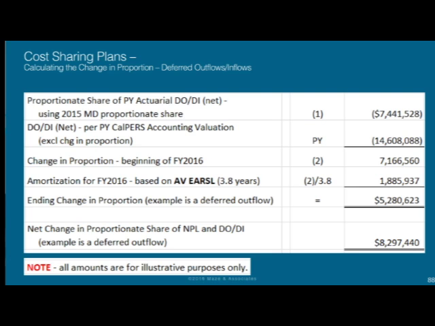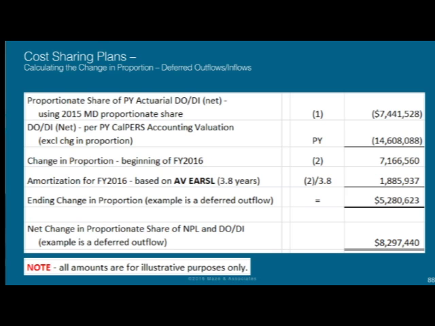Last year's general ledger had $14.6 million. Then you have the change, amortize it for 1 year. Notice it's always over that 3.8% because all the deferred inflows and outflows are amortized over the same basis except for one, the investment. We'll talk about it in a minute. Investment change is amortized over 5 flat years. Everything else is the estimated average remaining service life.